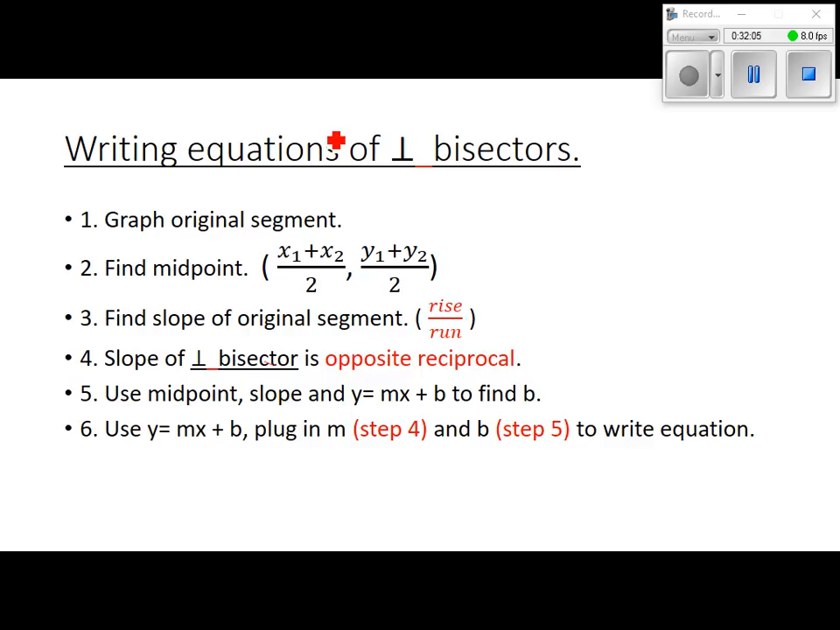Slope intercept. Use those so that you can find b. Once you find b, then you're just going to take that y equals mx plus b and plug in the b and the m, and that'll be your equation.